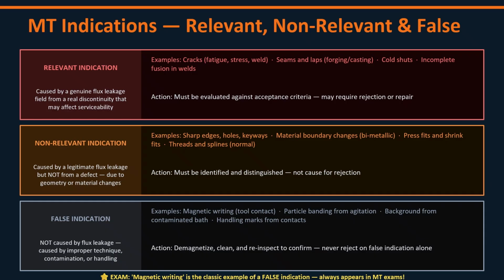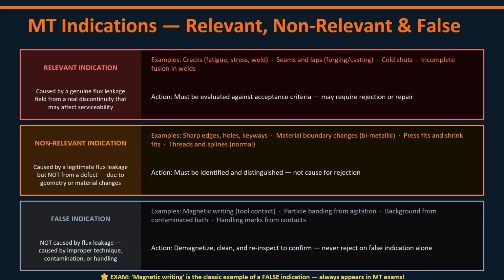A false indication is different again. It is not produced by the flux leakage of a genuine discontinuity. It can result from magnetic writing, contaminated bath conditions, particle banding, poor handling, or other process problems. This classification matters because the response is different. A relevant indication is evaluated against acceptance criteria. A non-relevant indication is identified and distinguished. A false indication should be investigated and, when appropriate, removed or confirmed through cleaning, demagnetization, or re-examination.